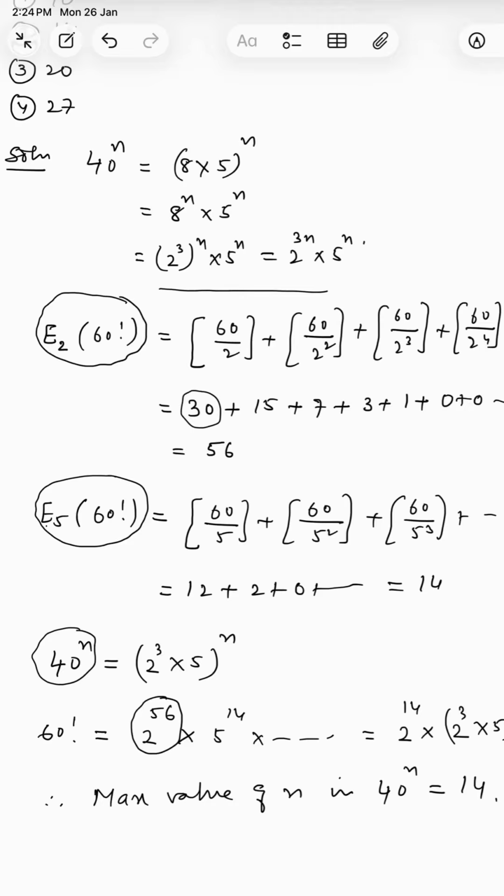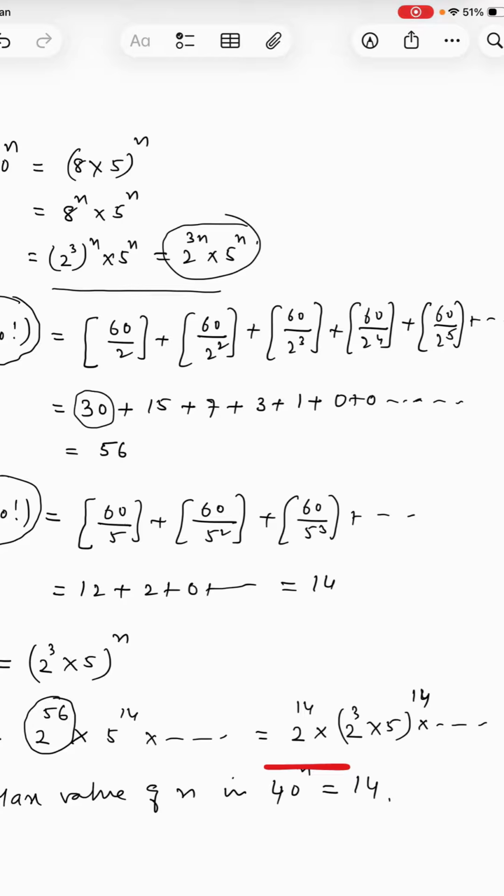Therefore, 40 to the power of n, we have already written earlier, is 2 cube into 5 to the power of n. Also in 60 factorial, the exponent of 2 already calculated is 56, the exponent of 5 is 14, and the remaining will be multiples of other prime numbers. Therefore 2 to the power of 56 we can write as 2 to the power of 14 into 2 cube, into 5 to the power of 14, into so on.